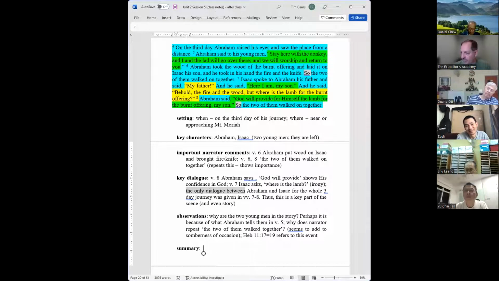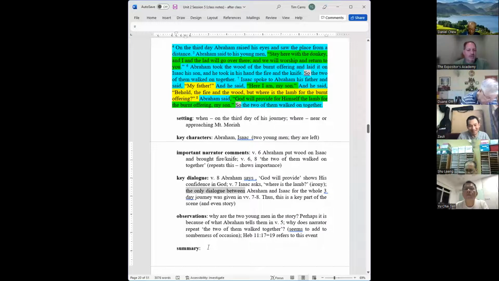Yeah, in fact, verse 19 mentions that Abraham returned to the young men. So they saw Abraham and Isaac leave, and then return a little later. But that's a good point. They don't know what happened up there. No. Only Isaac and Abraham and the Lord know what took place. All right, good.